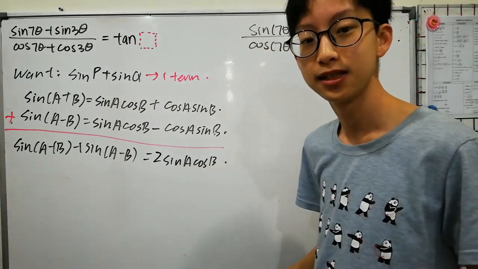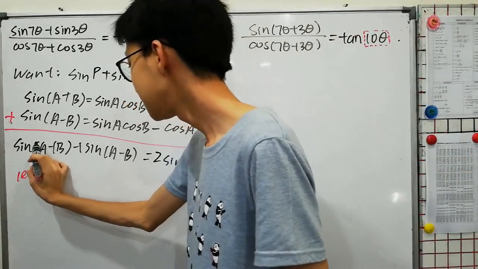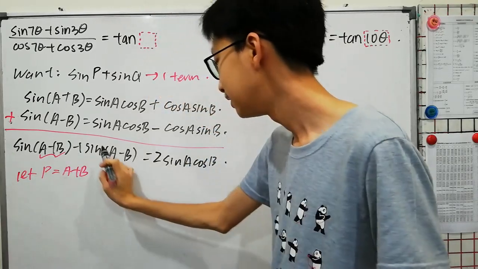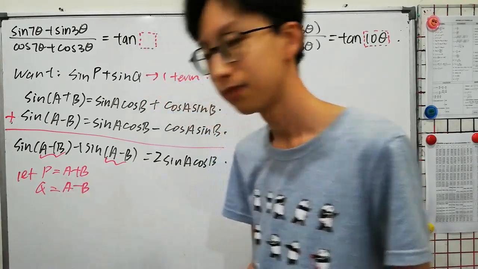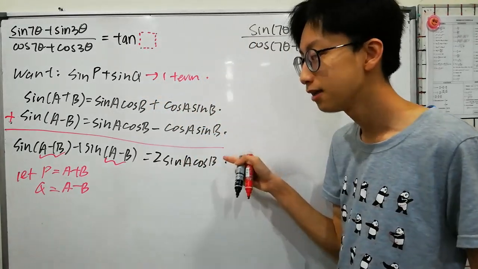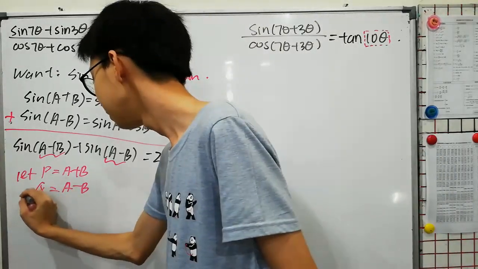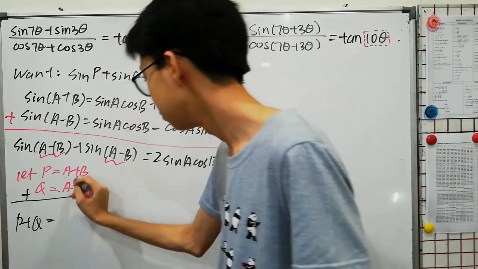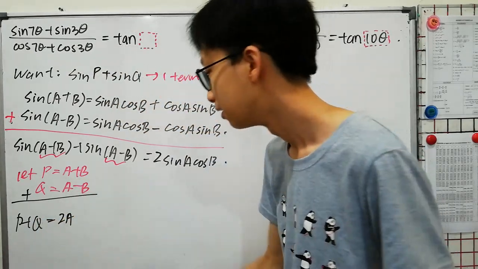The next part is the most important step. Okay, we will let this part here, P, equal A plus B, and this part here, Q, equal A minus B. Same concept as this one. We want to get rid of either one of them, so add the two of them together. We have P plus Q equals A plus A is 2A. B minus B becomes nothing.